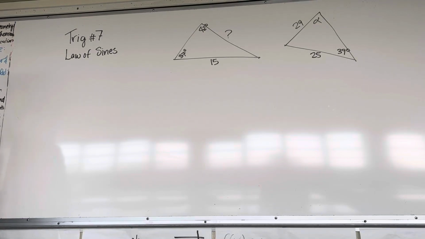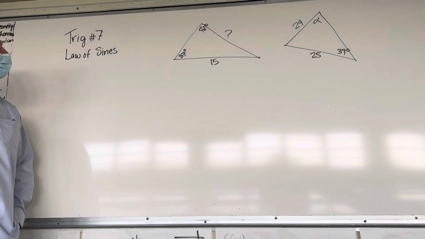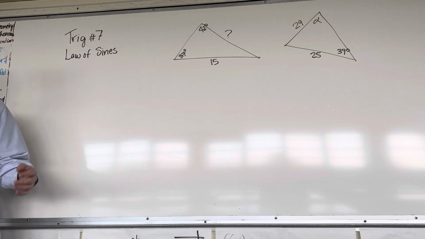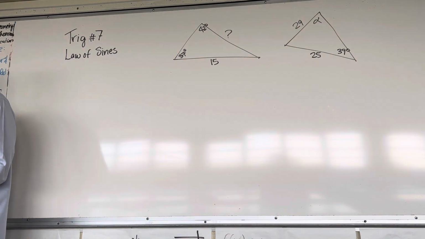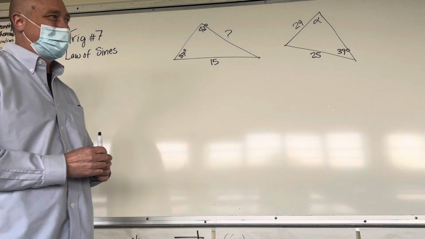This is trig number 7, and it's the law of sines. The law of sines is actually quite difficult, but when you see these problems, you're going to realize that you can do them. So let's start with what the law of sines is.